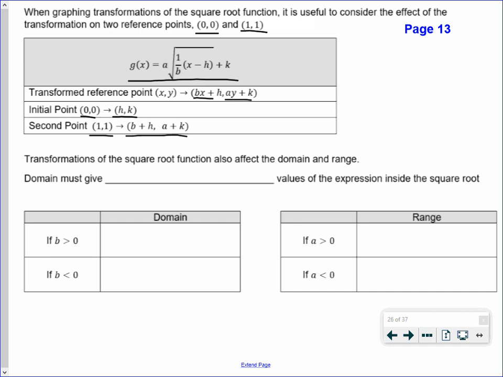When you transform a square root function, you're also transforming the domain and range. The one thing we need to make sure of is that the domain must always give non-negative values underneath the radical, the square root. Like we said from the beginning, we don't want to deal with imaginary numbers, so we need to make sure that everything underneath the square root is always 0 or positive. It cannot be negative. Well, it can be, but we don't want to deal with that.